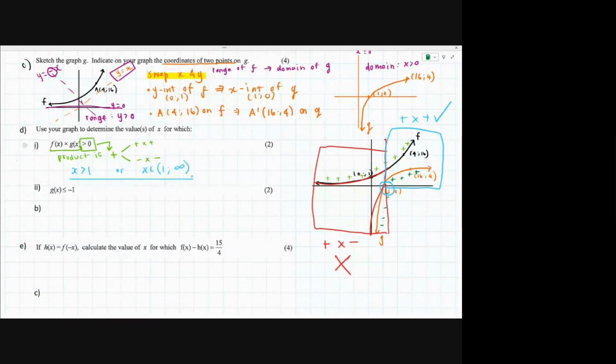And so when you get questions like this with the product, don't panic. Do exactly what I've done. Put a little plus and minus signs on your graphs so that you can see where it's positive and negative. And then remember that often the x-intercepts or your points of intersection between the graphs, those are going to be the x values that define your intervals for you.